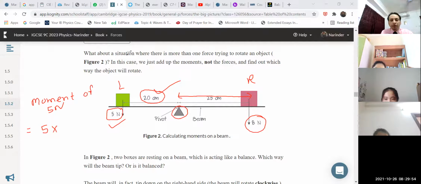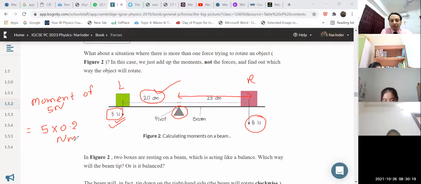Here one said 0.2. 20 centimeter should be converted into meter because force is in Newton. So the distances should also be in the SI system, and in SI distance is in meter. So 20 divided by 100, that is 0.2. So this is the value of this Newton meter, the moment of force in the left hand side.